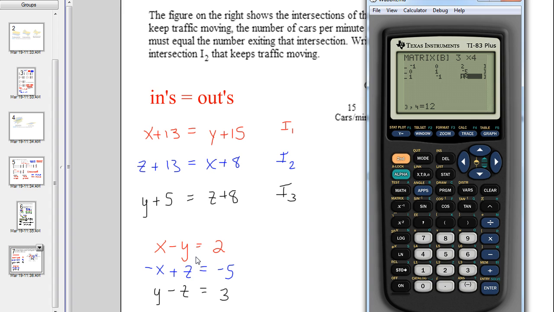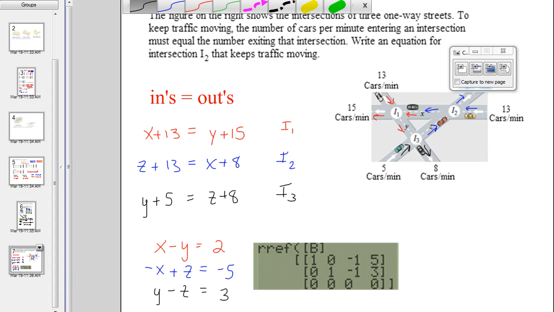And that's equal to 3. So there's my system of equations. I'm going to back out, come back in, RREF, matrix B, and I get this. Again, it's a dependent system, like most of these car problems, these intersections are going to be. So there's my matrix. I'm going to stick it in here so we can solve it. Alright, so there's what we end up with.